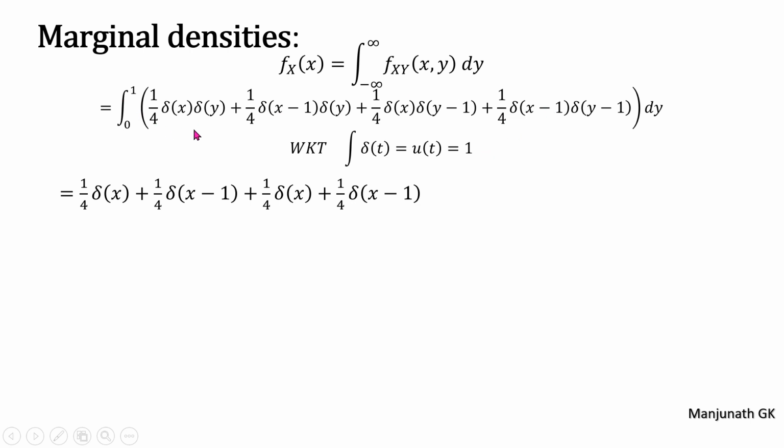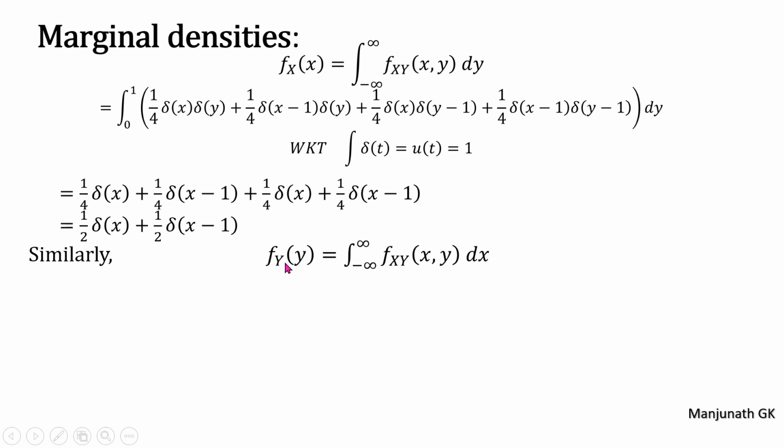Then the integration of delta of y into dy is nothing but u of y. U of y is what? 1. Similarly, the integration of delta y into dy is u of y, that gives 1, and so on. As a result, 1 by 4 into delta x plus 1 by 4 into delta of x minus 1 is equal to 1 by 2 into delta x. It is what? Fx of x.